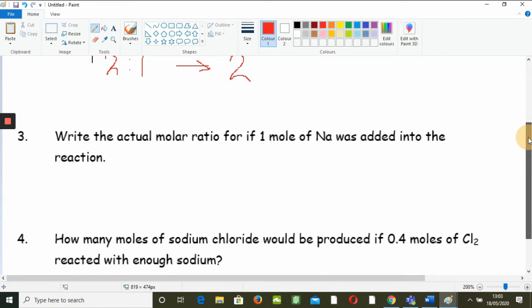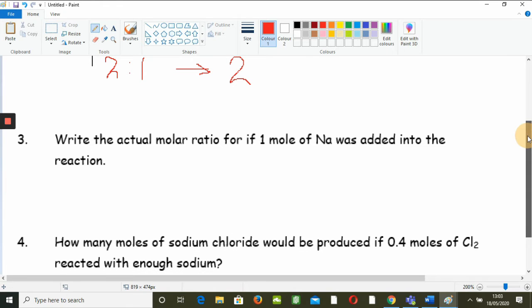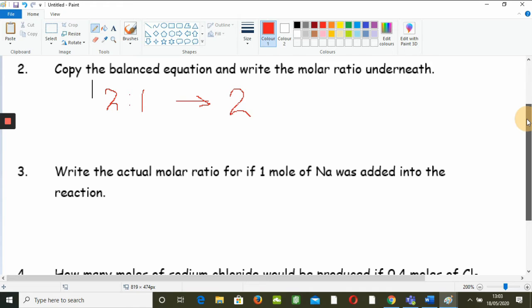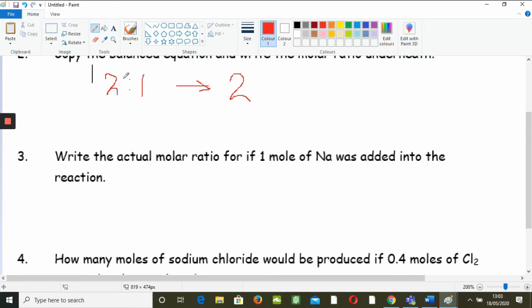So number 3 says write the actual molar ratio for if 1 mole of sodium was added into the reaction. Okay, so the original molar ratio we've still got here, so it was 2 to 1 to 2. So that was for sodium, and that was for chlorine, to give us NaCl.